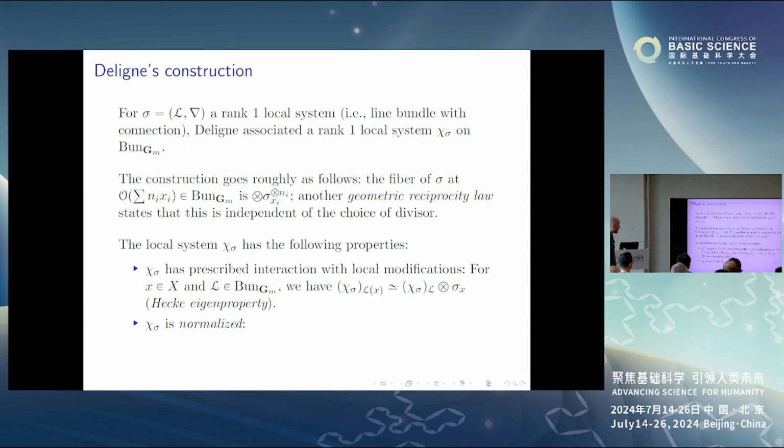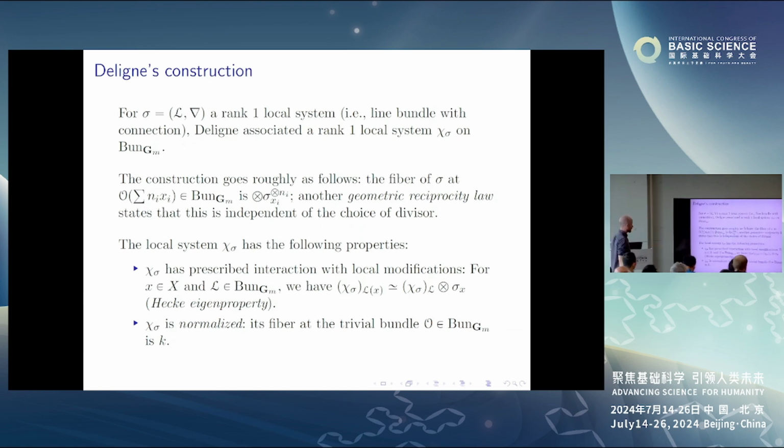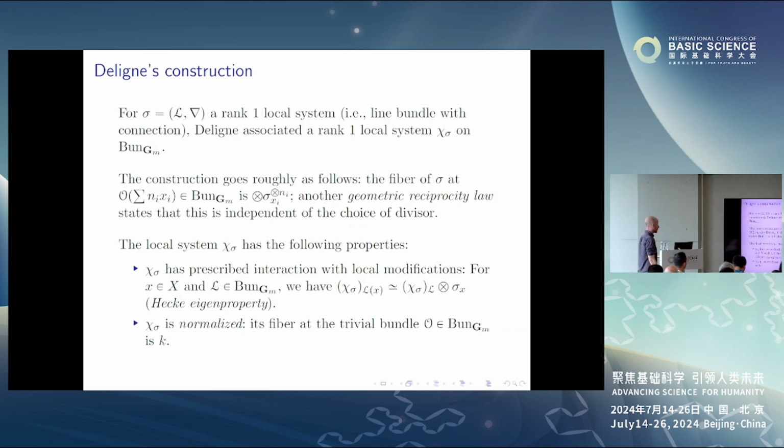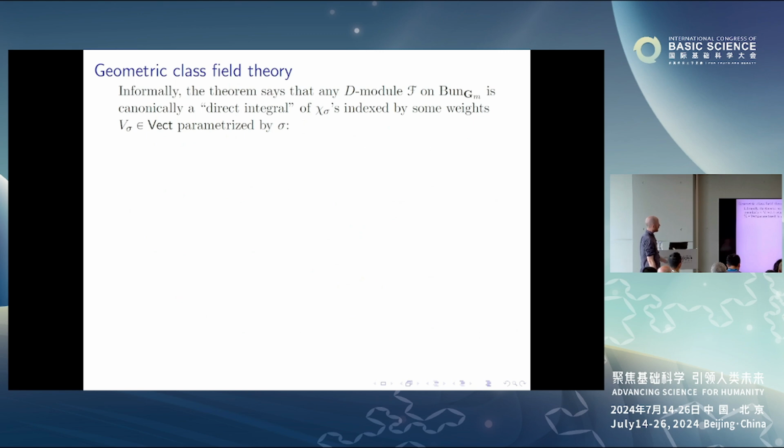And the second thing is that this chi sigma is normalized. That means that its fiber at the trivial bundle is just a one-dimensional vector space. So that's obvious from this formula. If you just write O, then you had an empty tensor product, which returns K, according to the deep theory of the empty set.